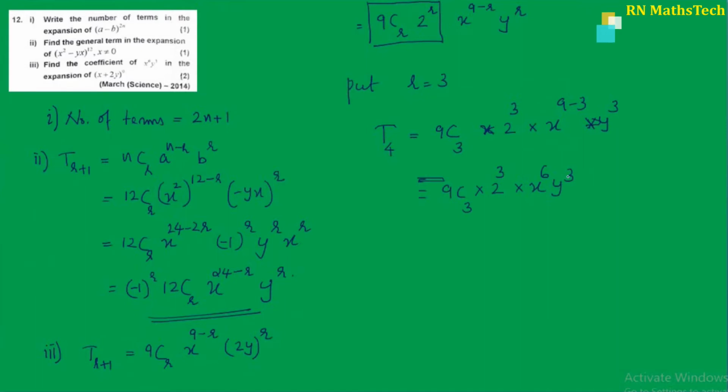Okay, therefore the coefficient of x raised to 6 y cube is 9c3, which is 9 into 8 into 7 by 1 into 2 into 3, into 2 cube, which is 8. Therefore the coefficient of x raised to 6 y cube equals, this becomes 3, this becomes 4, 3 into 4 into 7 into 8, which is 672.